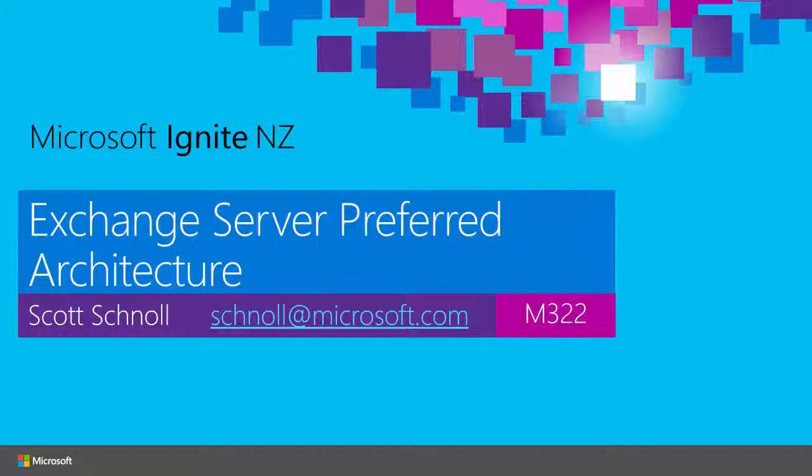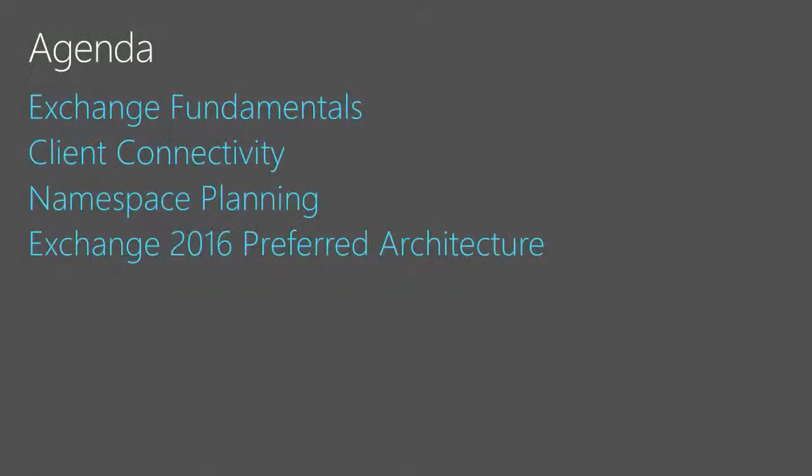All right. OK, well, we're going to talk a lot about 2016 and somewhat about 2013 as well, as we talk about things like Exchange fundamentals and the architecture changes that we made in the product. We'll talk about the client connectivity changes that are occurring as a result of that. We'll talk a little bit about some namespace and load balancing planning for Exchange, and then we'll get into what our preferred architecture is for on-premises deployments of Exchange.